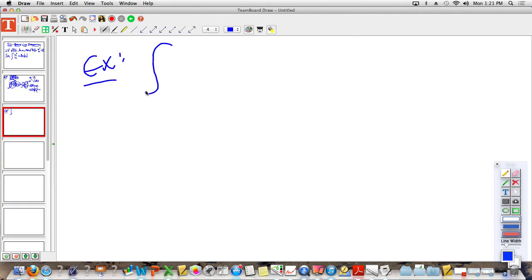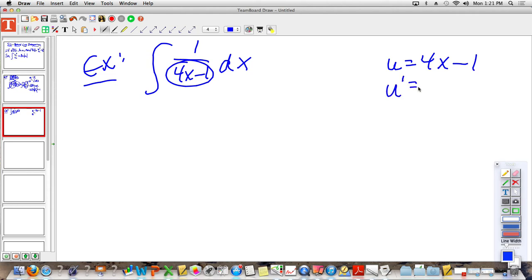The integral of 1 over 4x minus 1 dx. The bottom is always the u. So that's what you want to do. First of all, go to the side and name u 4x minus 1. U is equal to 4x minus 1. What is the derivative of u then? U prime is equal to 4 dx.